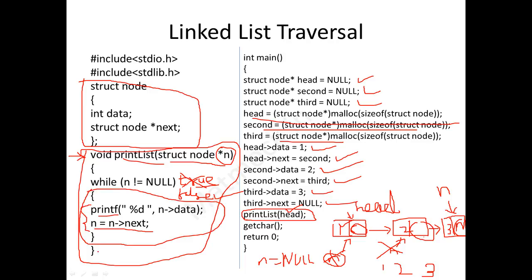It will execute the closing bracket. When this closing bracket of print list is encountered, it will come back to the main function, and getchar will stop the screen and the main function terminates. As easy as simple.